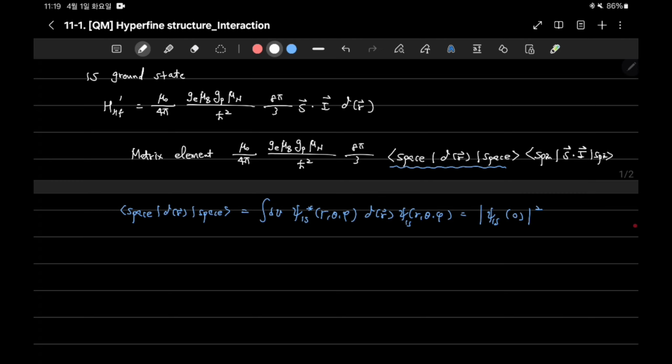So this 1s ground state hyperfine interaction Hamiltonian can be written with a coefficient A, as A times S dot I, where A equals 2 pi over 3 times mu 0, g_e mu_B, g_p mu_N and psi 1s at 0 squared.